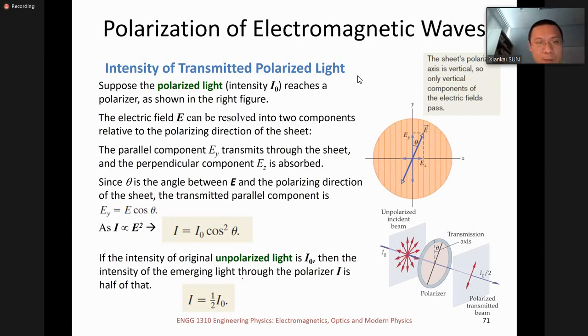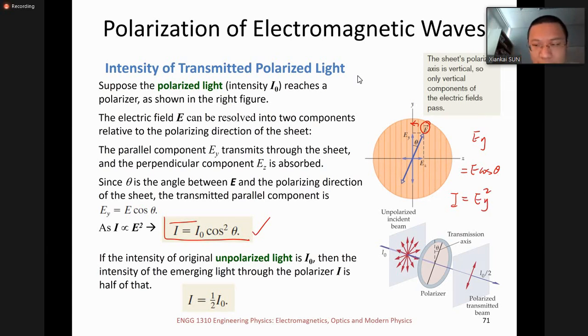I've already showed you how you get this additional cosine theta squared, right? This is because this E field has to be projected to the Y axis, giving E_y, and I is E_y squared.